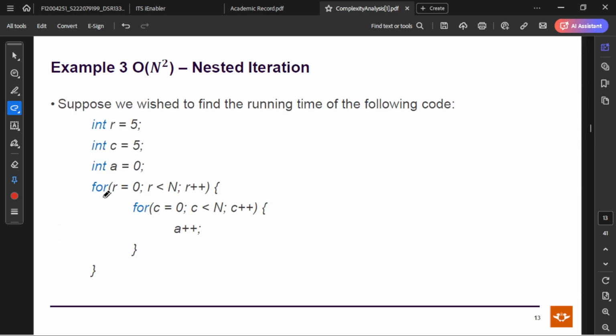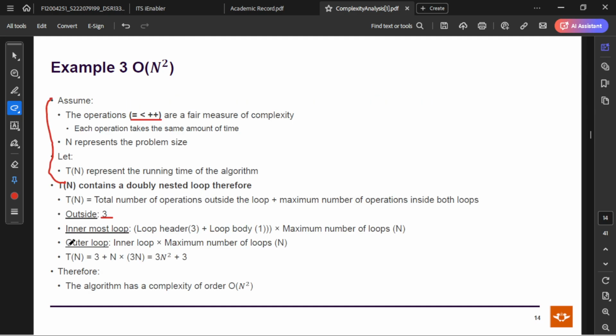That's fine. And then here they did something different, of which one thing I believe is wrong. Here they said the outer loop is equal to the inner loop multiplied by the number of loops. Nope, that is not right. The way they count is not right here.